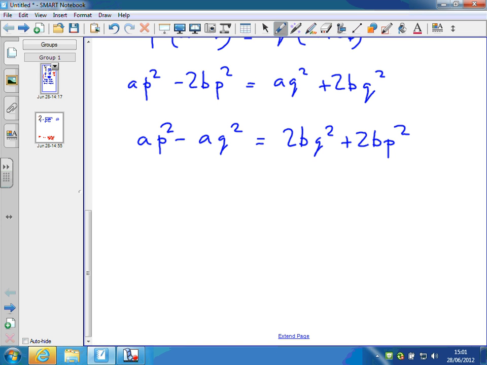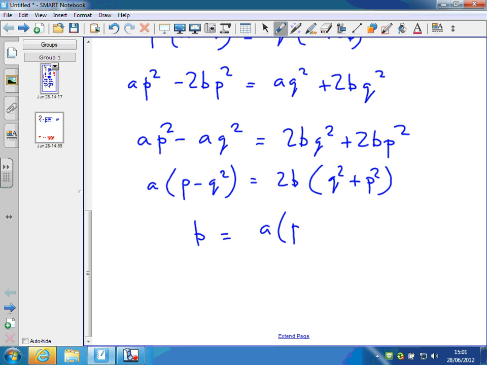So now I can factorize, actually I can factorize both sides. I've got A into (P squared minus Q squared) equals 2B into (Q squared plus P squared). You remember I'm after B, so I divide both sides by 2 times (Q squared plus P squared). So B turns out to be A (P squared minus Q squared) all over 2 (Q squared plus P squared), or P squared plus Q squared. And that will be the answer in the text.